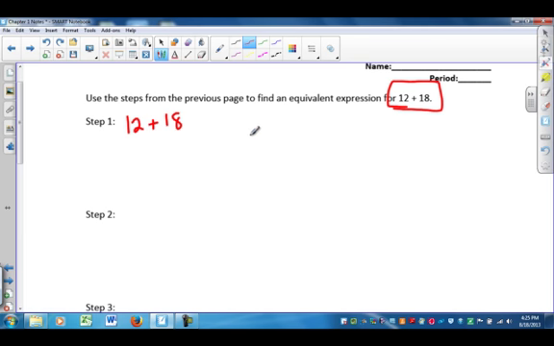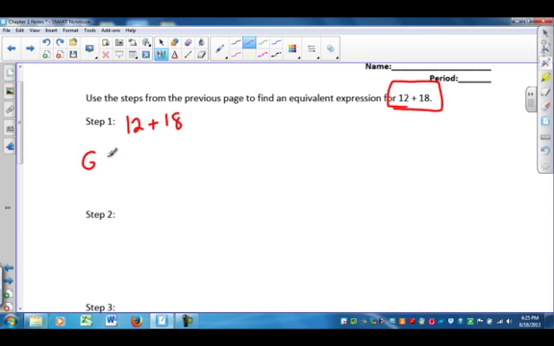I want to write something that's going to equal, because we know that 12 plus 18, that's 30, okay? So I want to write another thing. It's going to have a number outside of parentheses like that, and it's going to equal 30 as well. Okay. So if you think back, step 1 was to find the GCF of the two numbers here.